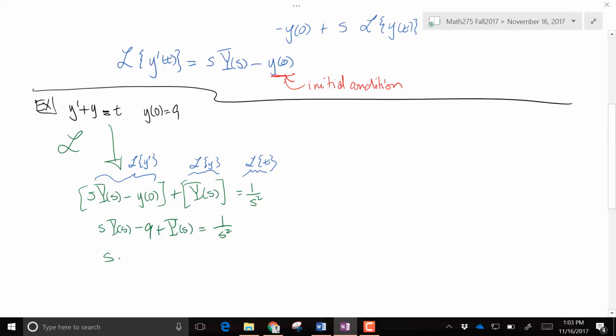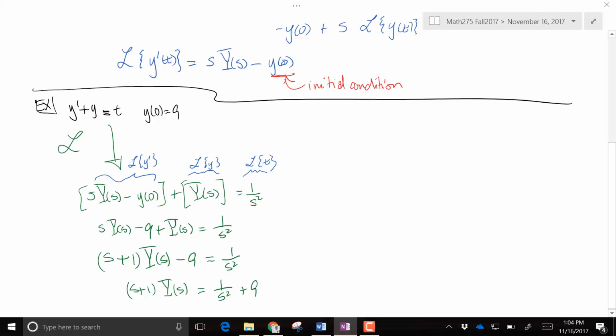We got s plus 1 times Y of s minus 9 equals 1 over s squared. So I suppose we need to bring the 9 over. I guess we should have brought the 9 over first. S plus 1 times Y of s equals 1 over s squared plus 9.